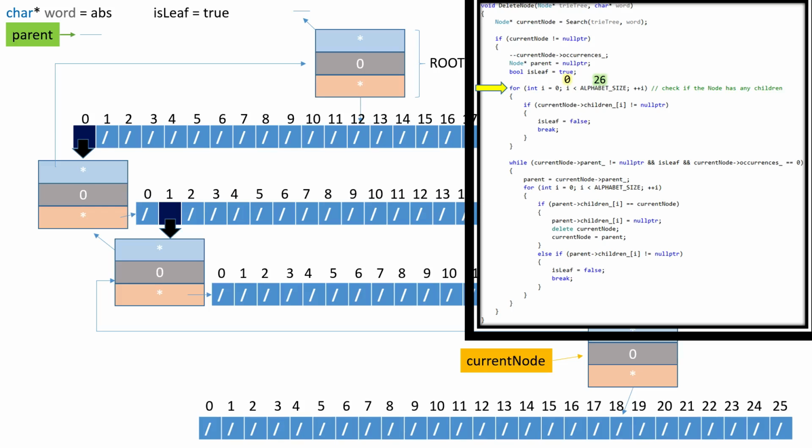Now we'll start a for loop. We're going to search through all the children and make sure that this node has no children. So the current node, i is equal to 0, so we're looking in the 0 element. If it does not equal null pointer, well then we can go ahead and increment to the next one. Take a look. If it does not equal null pointer, go ahead and move to the next one. And we'll just keep moving along like this.